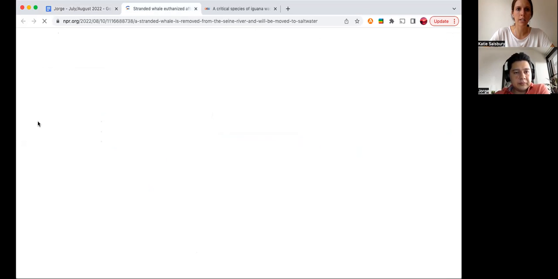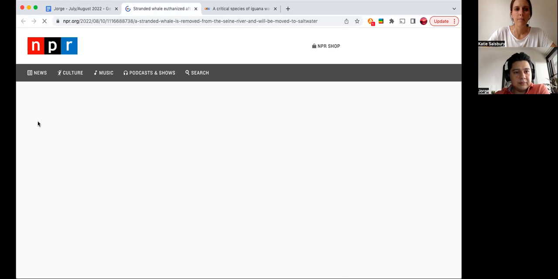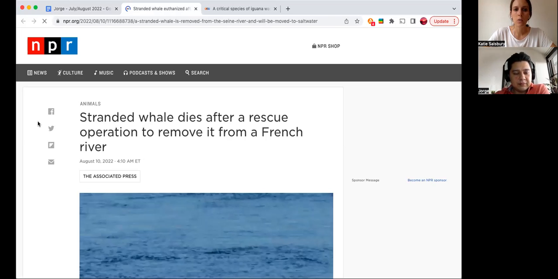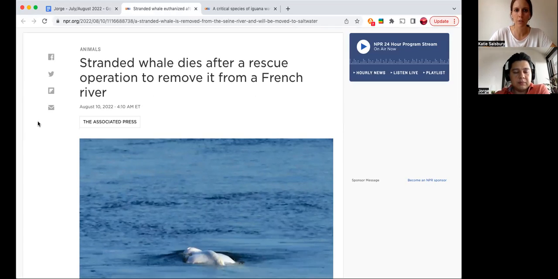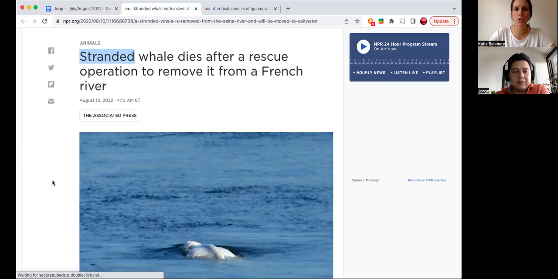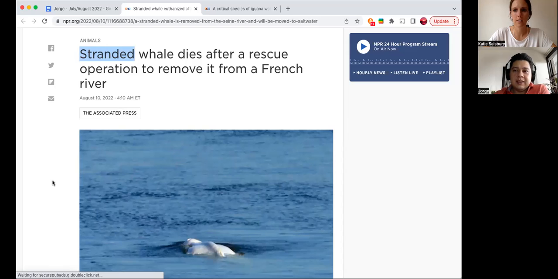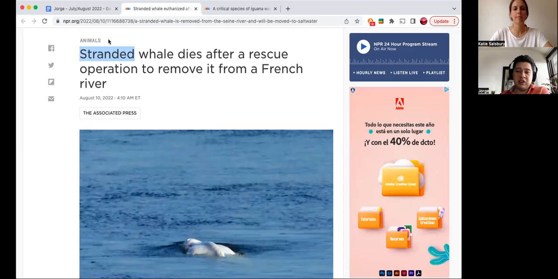There we go. The title of the article is "Stranded Whale Dies After a Rescue Operation to Remove It from a French River." But given the context of the article, what do you think stranded means? Well, in this case, it's when animals get stuck in the sand on the beach and they cannot return to the sea.